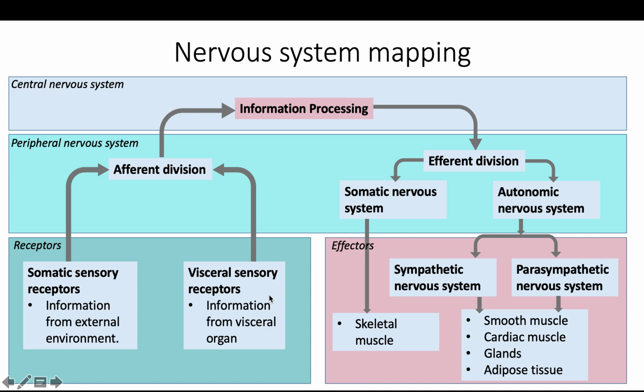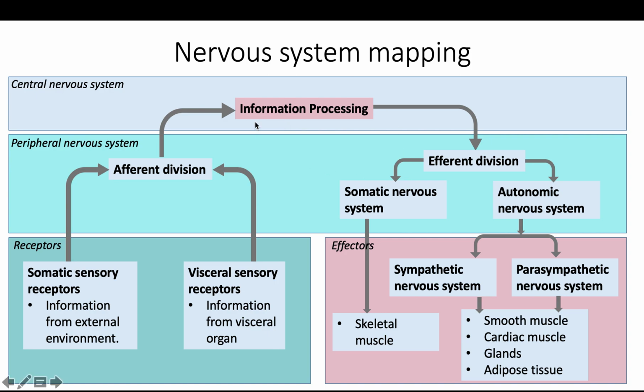Before the information from the receptors goes to the central nervous system, it must pass through a cable or a channel, and this channel is actually located in the peripheral nervous system. The input channel, we call the afferent division. Right? So all of this information from the external environment and the internal environment will be delivered to the central nervous system to be processed.